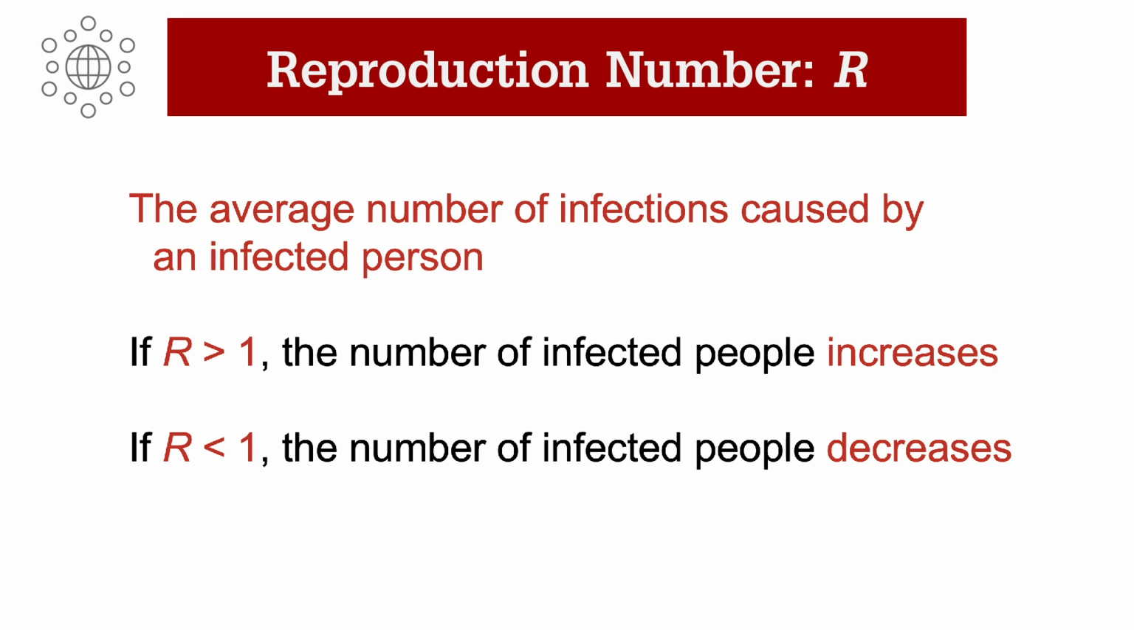What happens to the epidemic can be understood in terms of the reproduction number, called R, which is the average number of infections caused by an infected person. If R is greater than 1, each infected person infects more than one person, and so the number of infected people goes up over time. On the other hand, if R is less than 1, the number of infected people goes down. A larger reproduction number means the infection has a greater potential to spread and is more difficult to control.